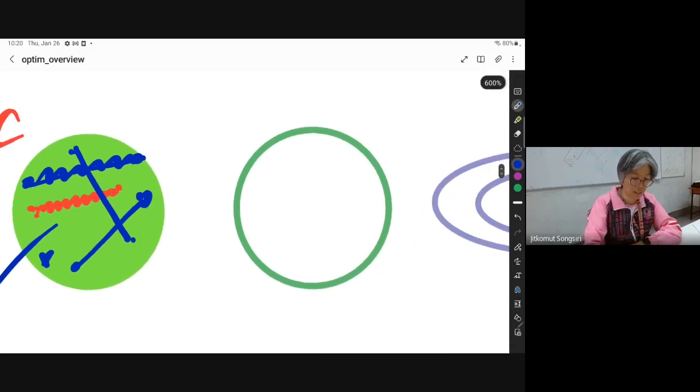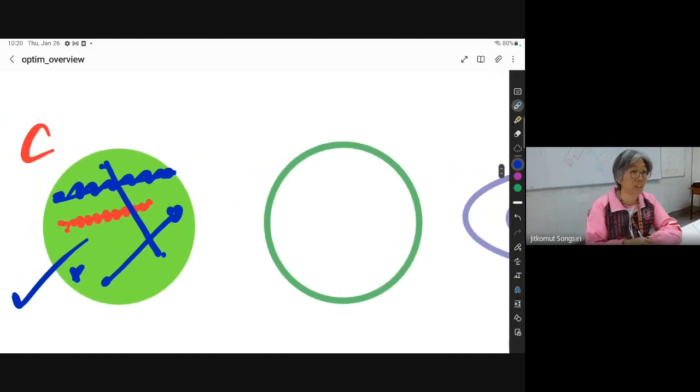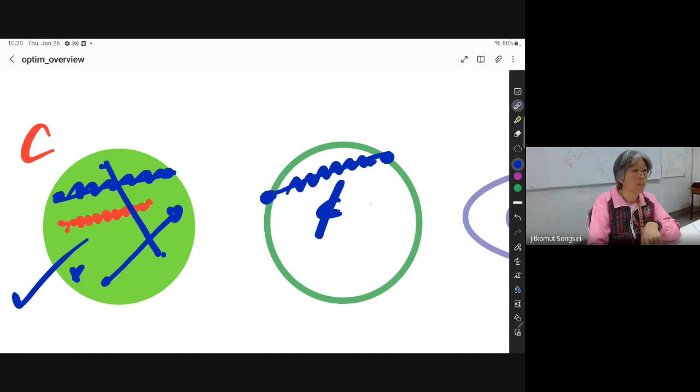On the other hand, if I have only the green circle, which doesn't include the region inside, this set, whether it's convex or not, I'm going to pick any 2 points on the set and I consider the line segment between those 2 points, and you see that these points do not belong to that set. So this set is not convex.